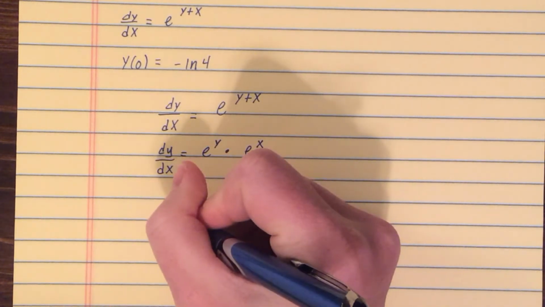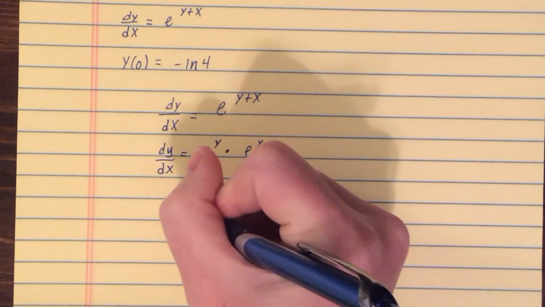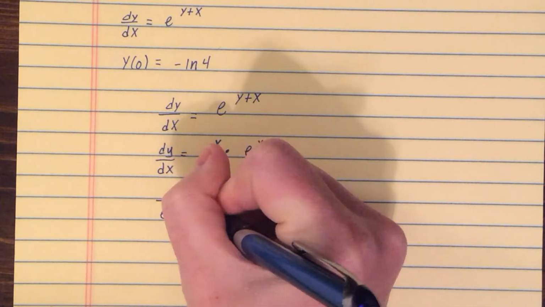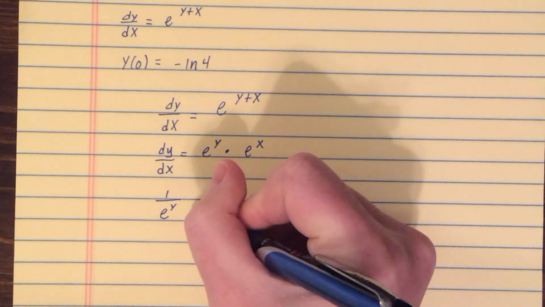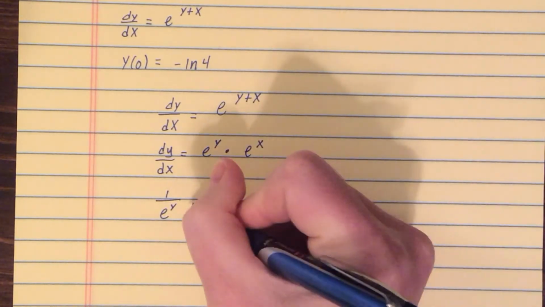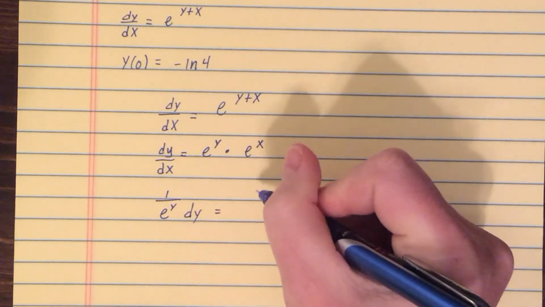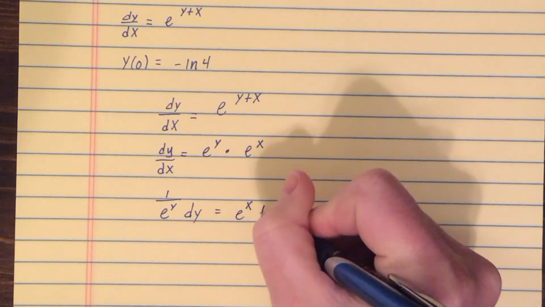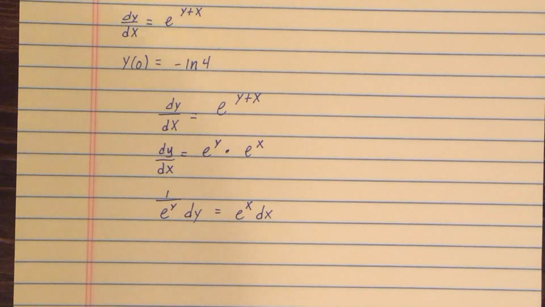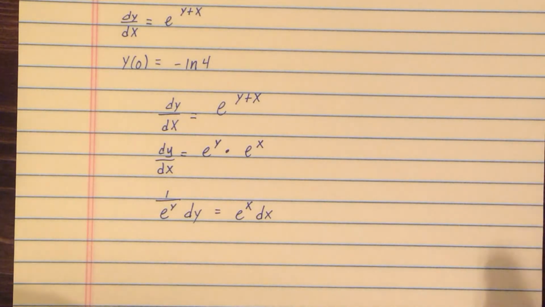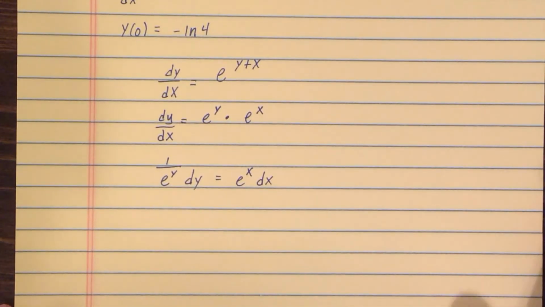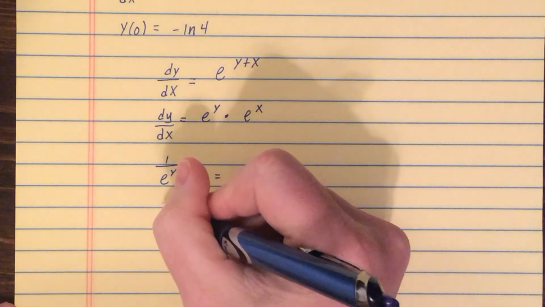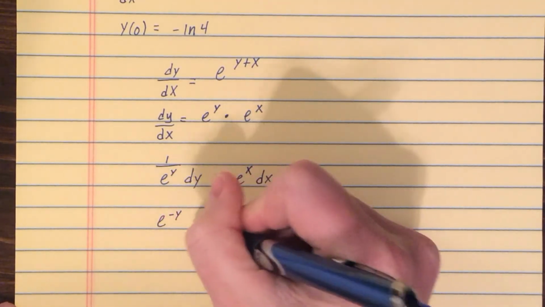So I'm going to end up with 1 over e to the y dy equals, and then if I multiply both sides by dx, I can get my e to the x dx on this other side. Now we know that 1 over e to the y is the same thing as e to the negative y dy.